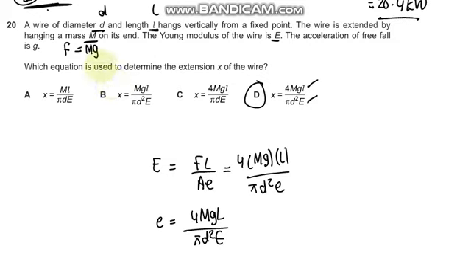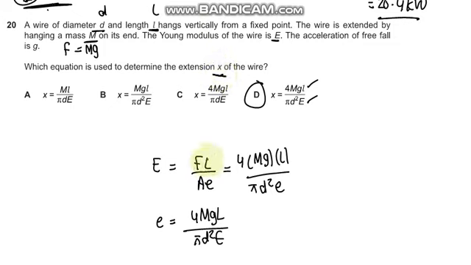So the next question is question number 20. It says that a wire of diameter d and length l hangs vertically from a fixed point. The wire is extended by hanging a mass m. The Young modulus is E. The acceleration of free fall is g. Which equation can be used to determine the extension of the wire?